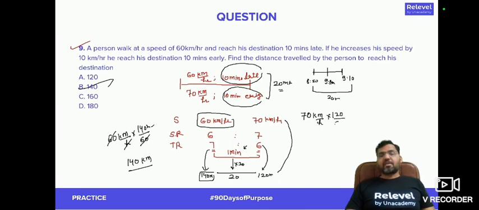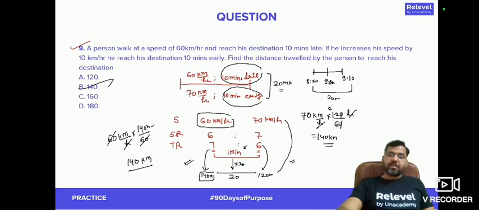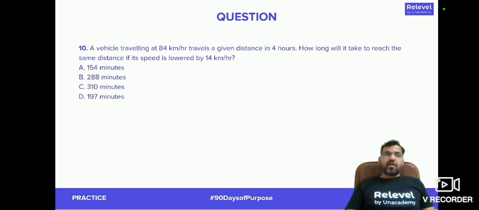Minute can be converted to hour, right? So in this case also, you will get the total distance traveled is 140 km. Because the distance traveled is the same, whether you calculate on this side or on this side, both sides will give you the same answer, and that is option number B. Moving on to question number 10 here.